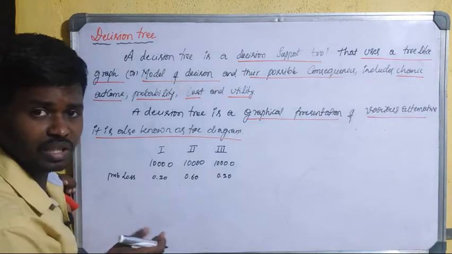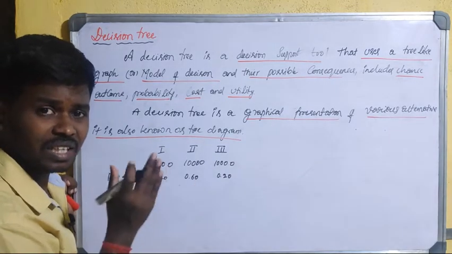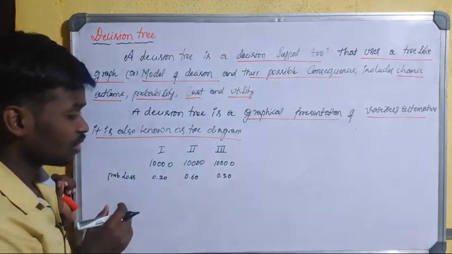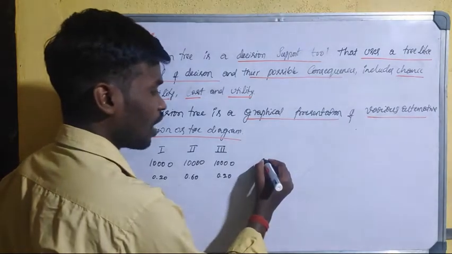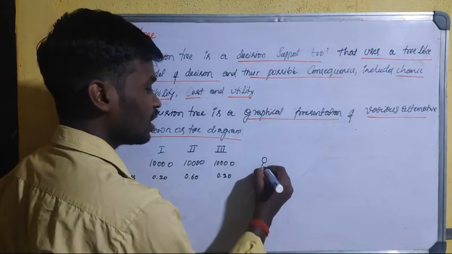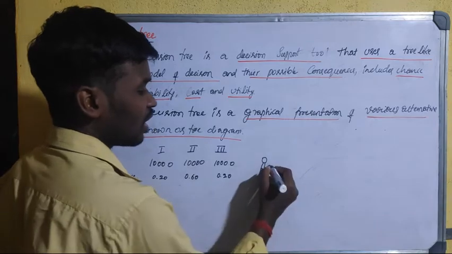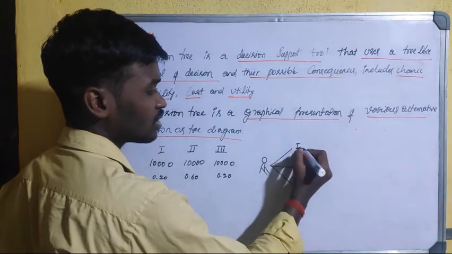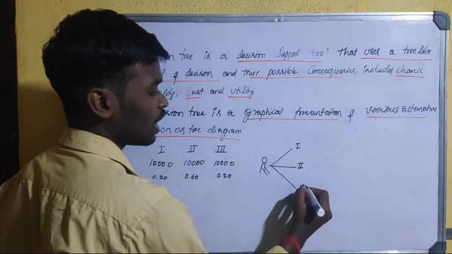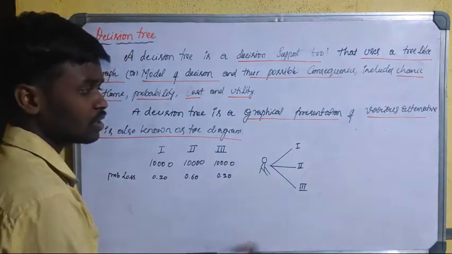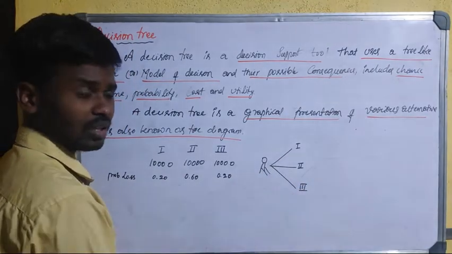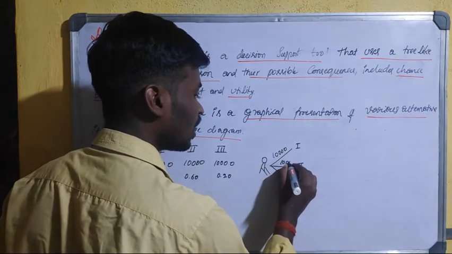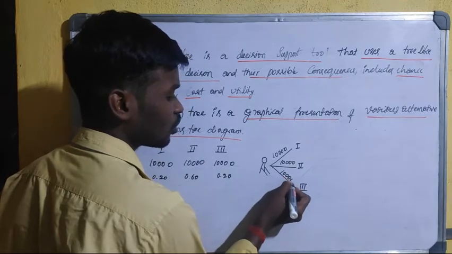Now we have to represent this information in a tree-like structure, that is, based on the decision tree. Then we have to take the necessary decision, that is, choose which alternative is better. For an investment or for a risk manager, there are three alternatives available: alternative 1, alternative 2 and alternative 3. In the three alternatives the investor will invest 10,000, again 10,000 and 10,000.